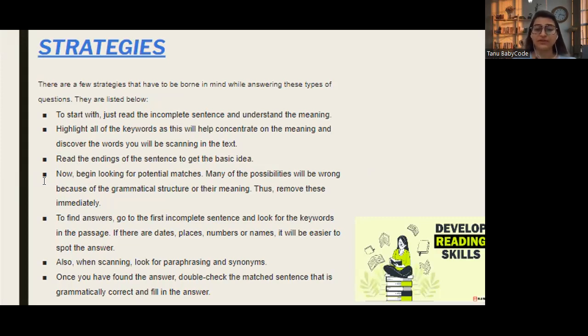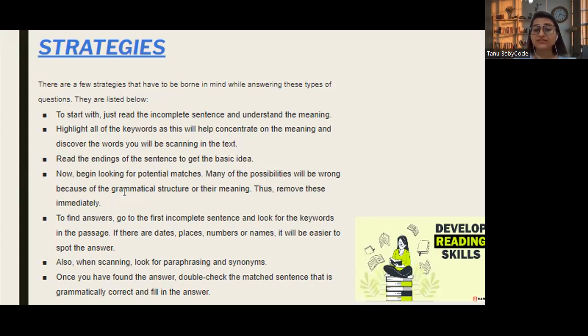So what you have to do is read the endings so that you get the basic idea, right? Now, once you start scanning in the paragraph, begin looking for the potential matches. Look, which is the possible match here, which will be the correct one. Many of the possibilities will be wrong. There are chances you will get the wrong answer because of the grammatical structure of the meaning. Remove them immediately, eliminate them. Do not choose the wrong one, eliminate the wrong option because they are not grammatically correct. The structure is not correct grammatically, right?